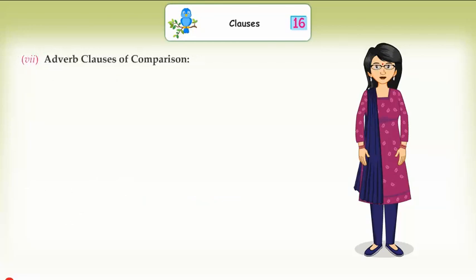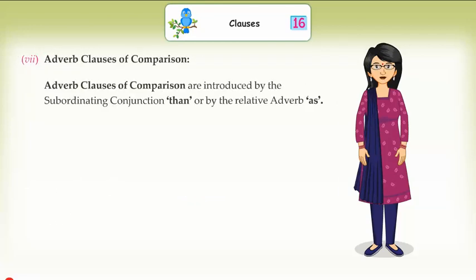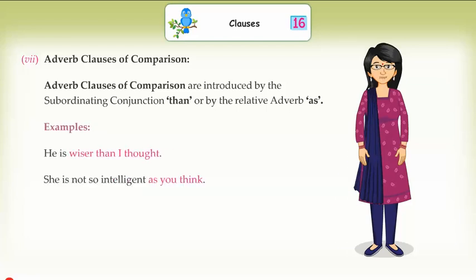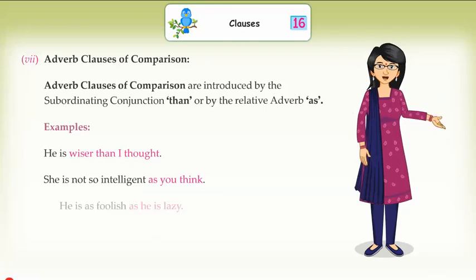7. Adverb clauses of comparison. Adverb clauses of comparison are introduced by the subordinate conjunction than or by the relative adverb as. Examples: He is wiser than I thought. She is not so intelligent as you think.